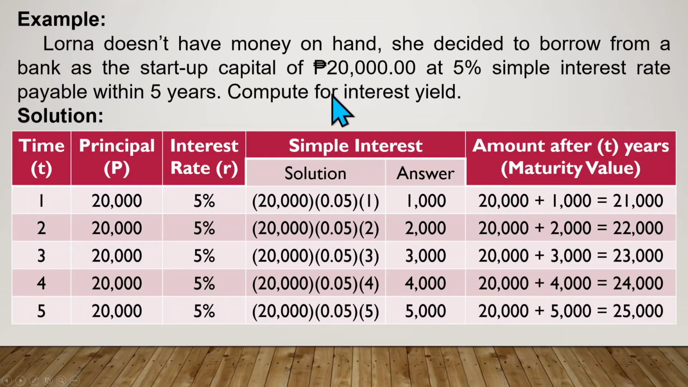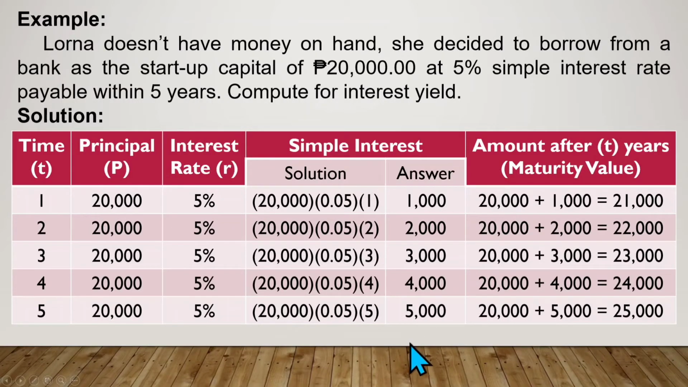So within the 5 years, the 20,000 pesos borrowed by Lorna will have an interest of 5,000. And then the interest yield for the 5 years term, we have 25,000 pesos. So that is how we compute the interest yield based on the term given in the problem.